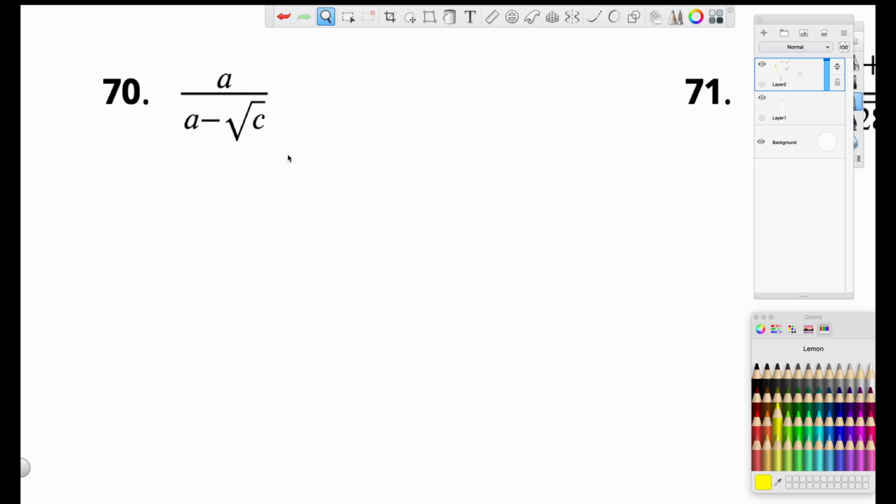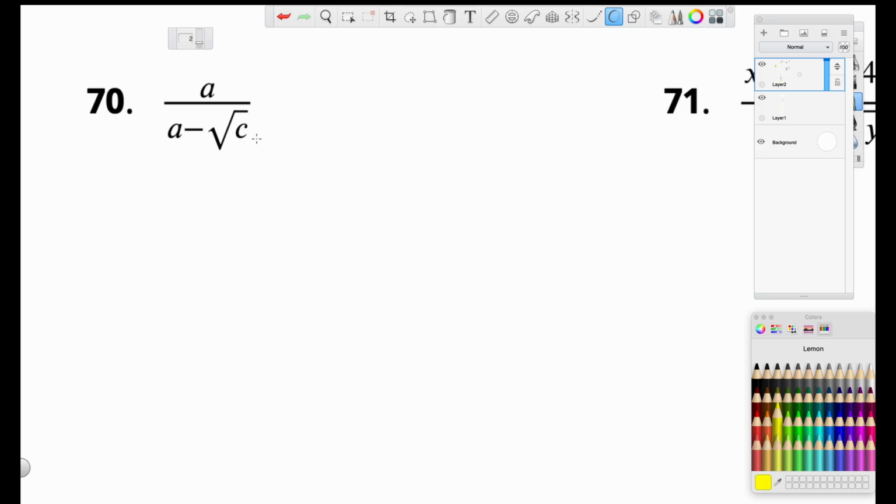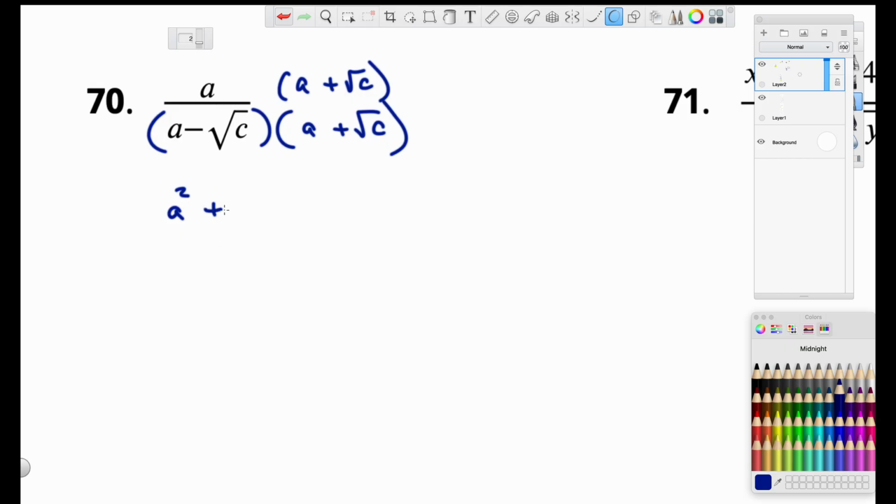I hope you see that this is another example of a conjugate pair. So we're going to multiply top and bottom by the conjugate pair of a minus root c, which would be a plus root c. So let's do the numerator. A times a is a squared. I'm just distributing. A times root c is a root c.